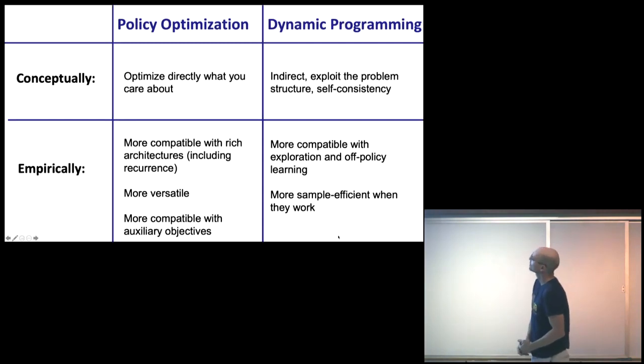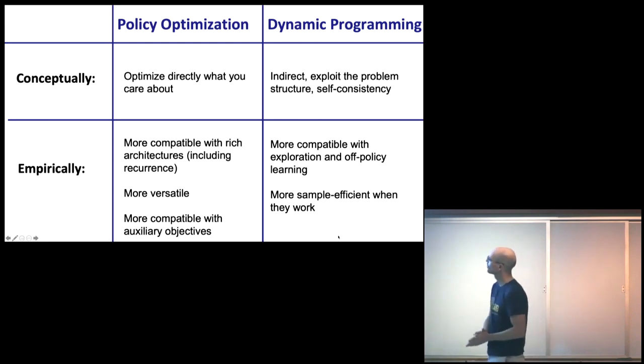Taking another slice of it, if you look at it conceptually, policy optimization optimizes directly what you care about, whereas in dynamic programming, it's very indirect. You exploit the problem structure. You know that if the Bellman equation is satisfied, you should be optimal. But when you only approximately satisfy it, it's less clear how well you're going to do.